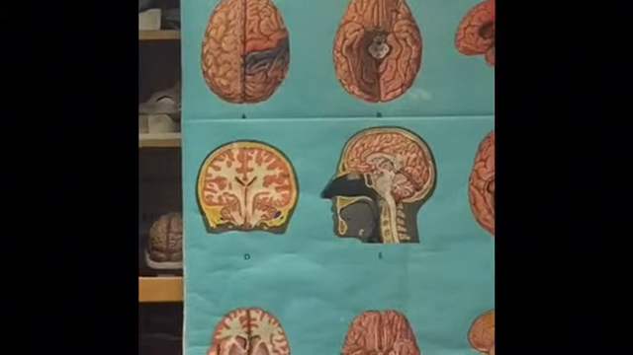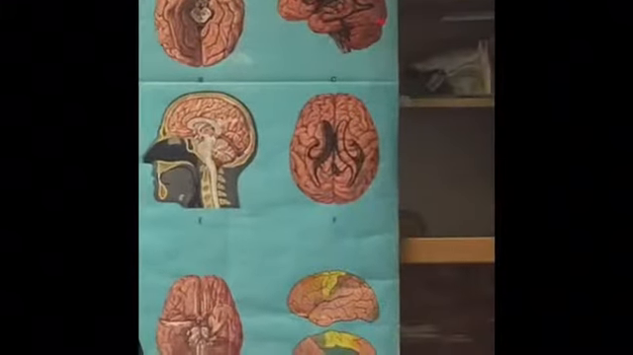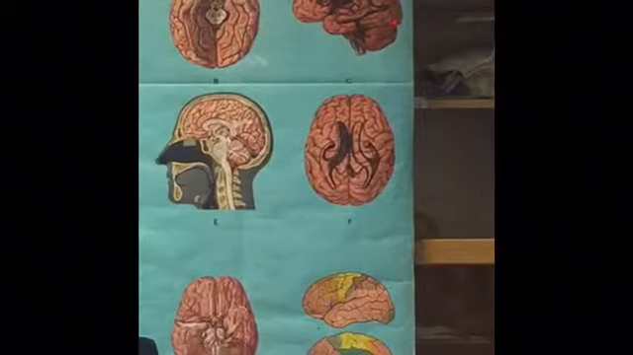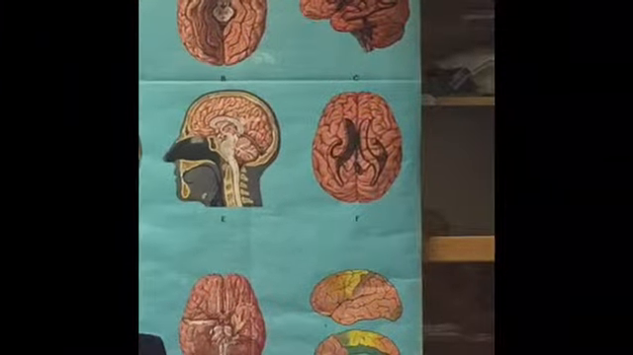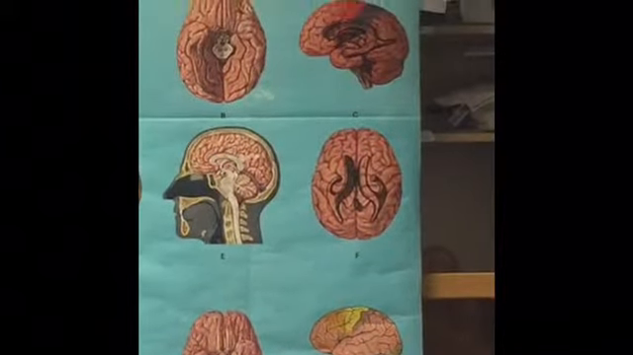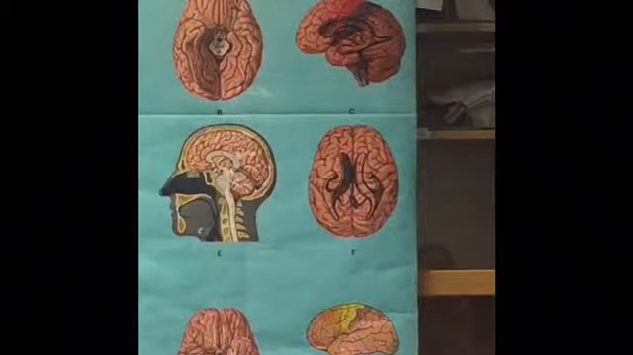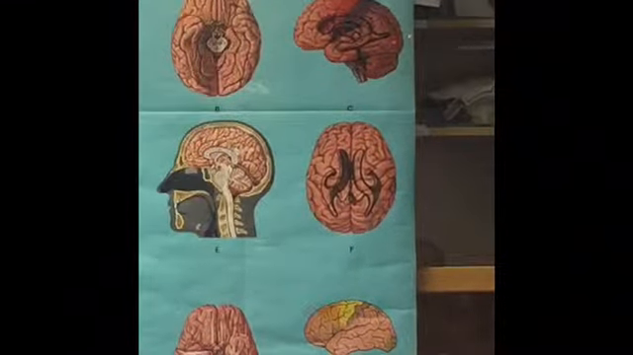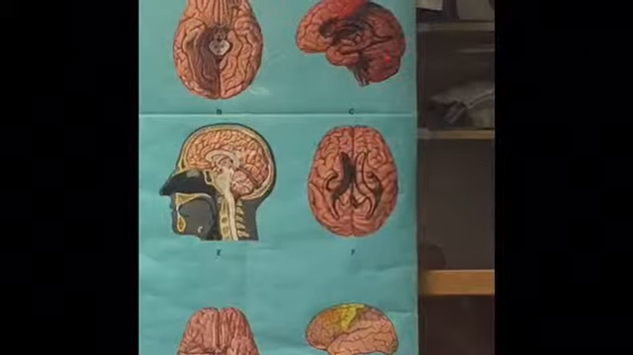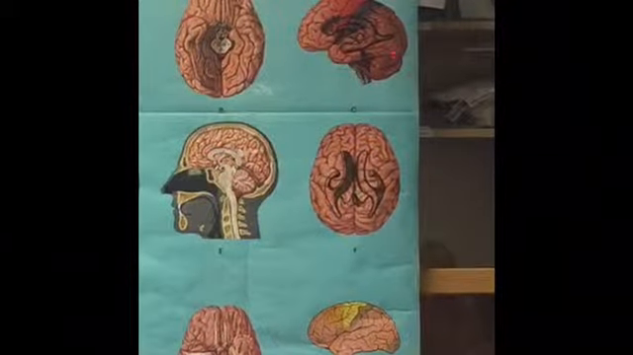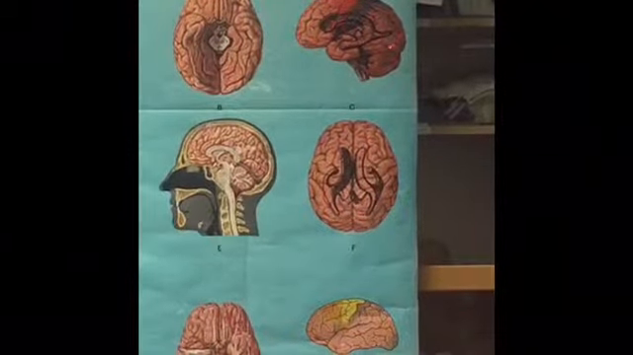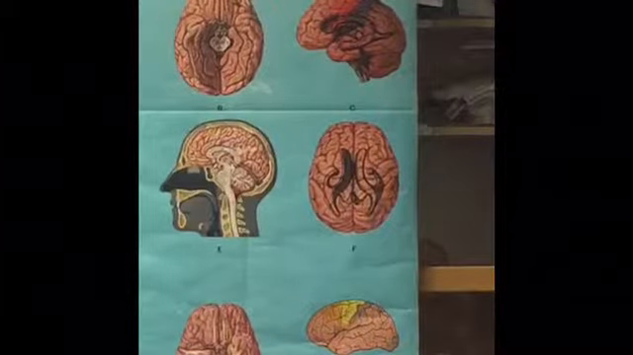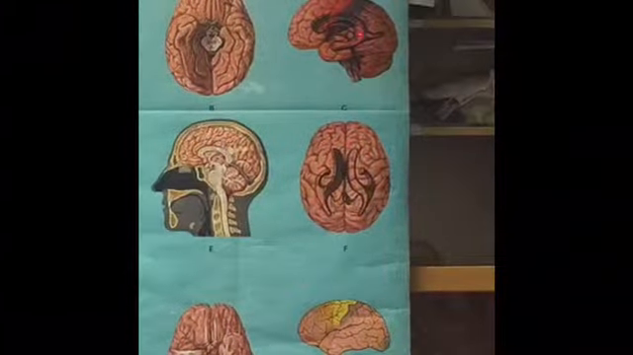What about when something goes here, right at the very tip? What's that area called? Primary visual cortex. So that's where vision is perceived, okay? And then around it is called what? Visual association area. That's where you store what? Visual memories.